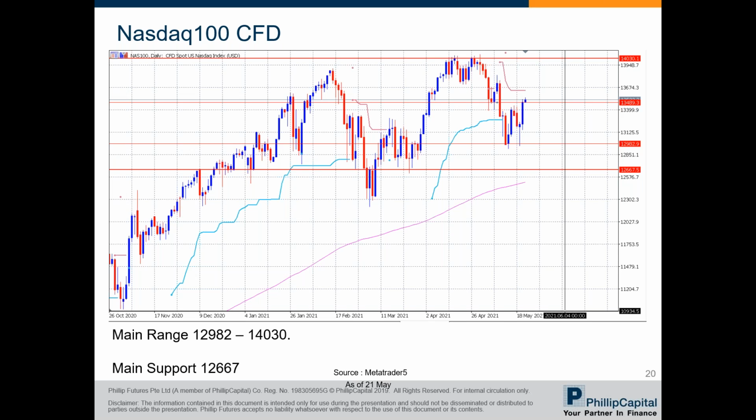The main range of this movement is 12,982 to 14,030. That is currently where the prices will be at. 13,639 is the middle, splitting the range into the upper portion and the lower portion. So this line over here splits the whole range into the upper portion and lower portion. Obviously, we are in the lower portion of the range right now.